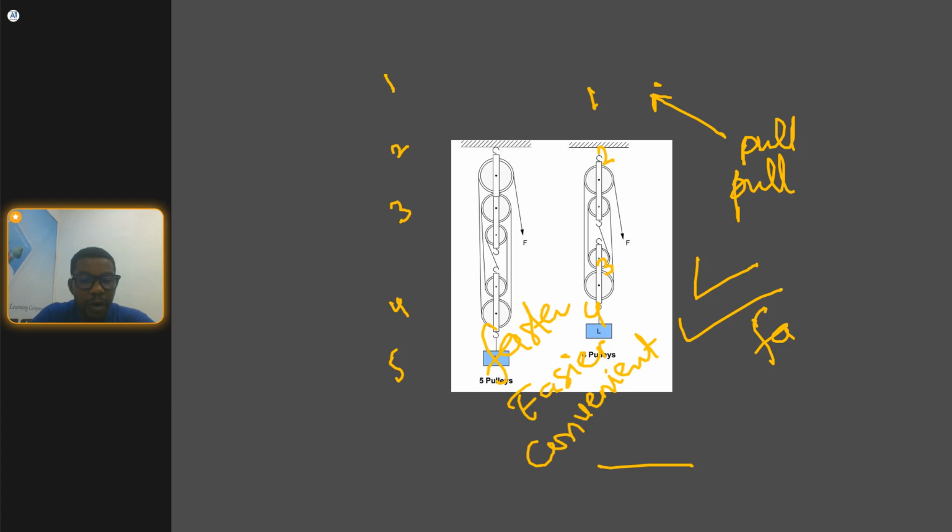It's also a type of machine. We are going to be considering some calculations on the pulley system and also the lever. Let's move on to the next type of machine. We have more to discuss.